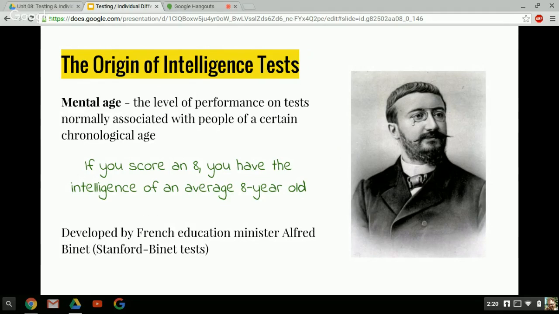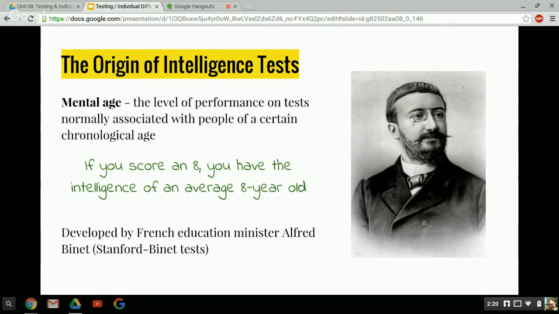This is the most simple version. Intelligence test scores are actually more complicated than this. But in its most simple version, if you score an 8, you have the intelligence of an average 8-year-old. If you score a 15, you have the intelligence of an average 15-year-old. And again, no test actually exists that uses that exact lineup, but tests are meant to correlate between score and an average mental age, average achievement level.